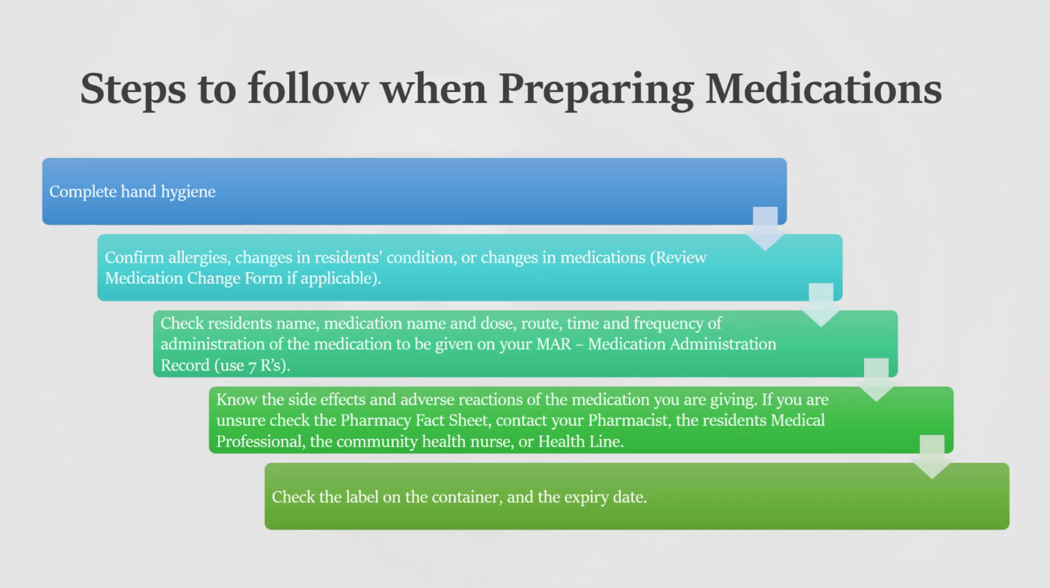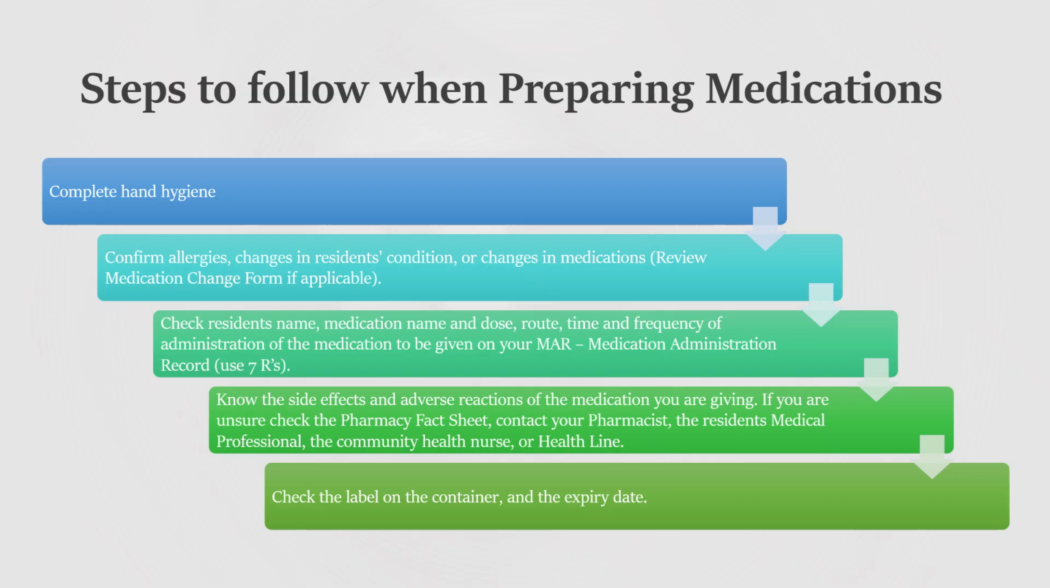Steps to follow when preparing medications. Number 1, complete hand hygiene. 2, confirm allergies, changes in resident's condition, or changes in medications. Review medication change form if applicable. Check resident's name, medication name and dose, route, time and frequency of administration of the medication to be given on your MAR, medication administration record, using the 7 R's.